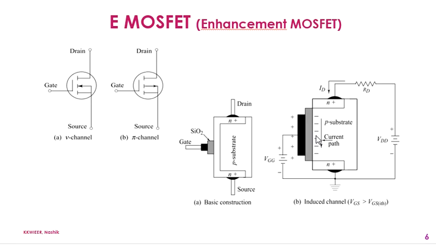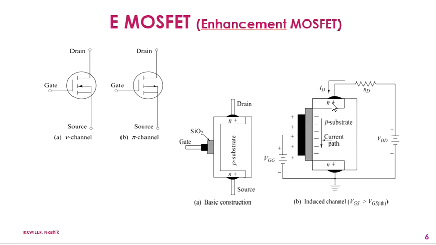So talking about the construction of this E-MOSFET, generally the low power MOSFETs have a planar structure. It is fabricated using P-type silicon into which two N regions are diffused. Here you can see the P-type substrate and two N regions diffused into it. And an insulating silicon dioxide layer, that is this SiO2 layer, is also present at the side of the gate terminal. So in the absence of gate bias, current cannot flow between the drain and source because of two back-to-back PN junctions.